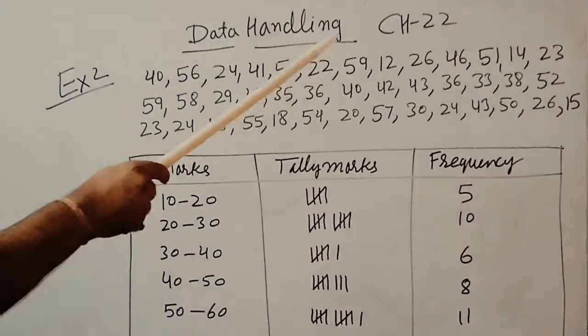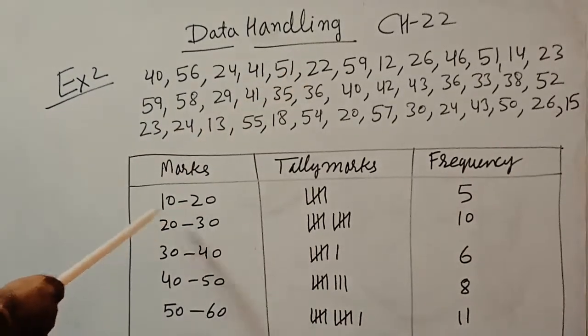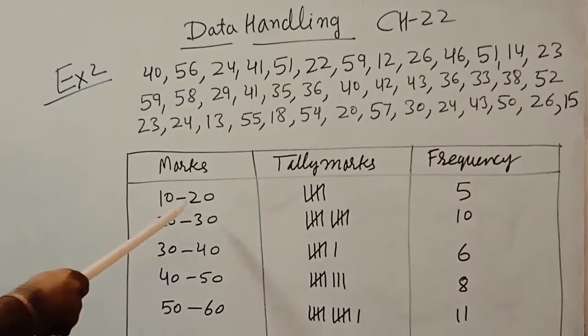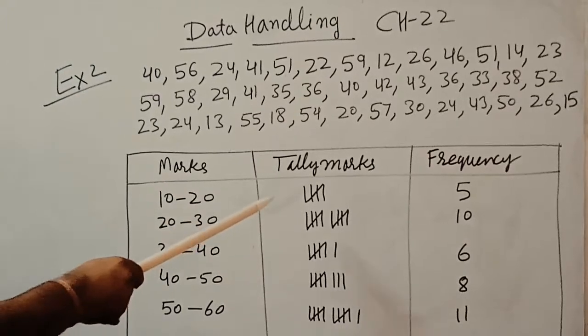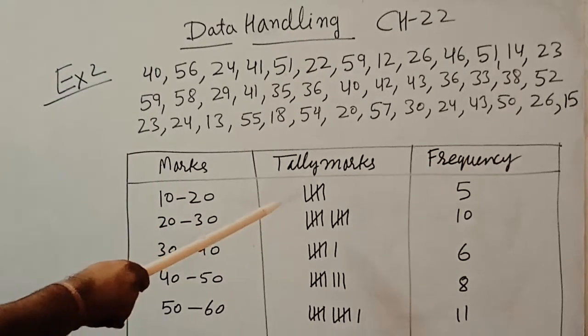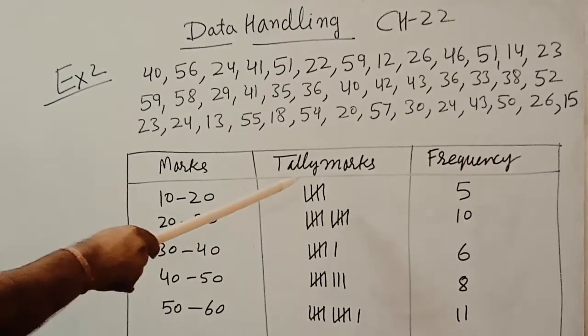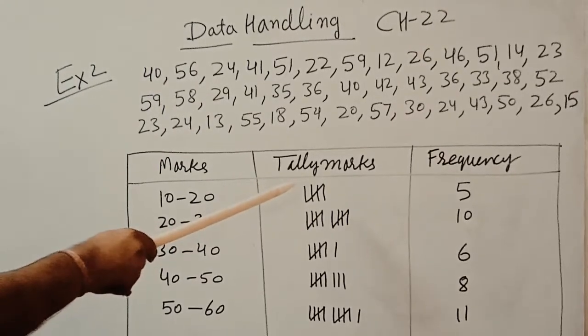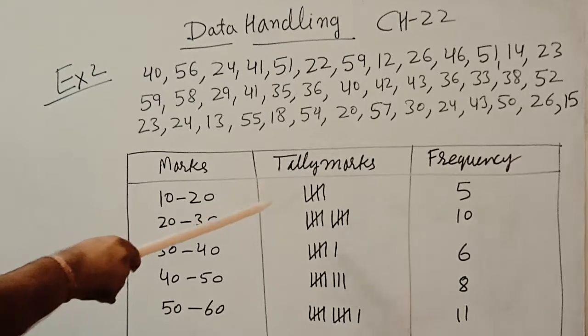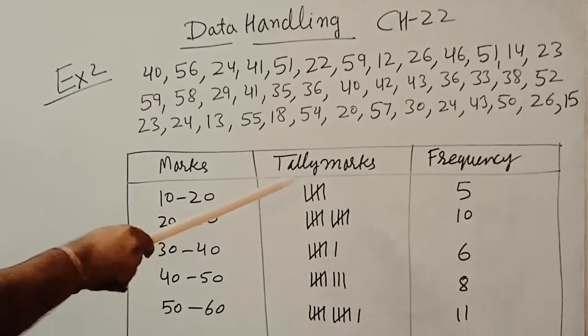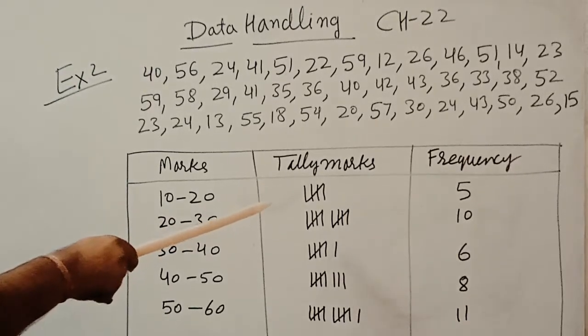So count this one, 10 to 20. Whenever we count the marks for 10 to 20, there are 5 times we will find it. So write 1, 2, 3, and for 5 we will take the top of the 4 and the bottom of the first. We will join this, that will make a set of 5.